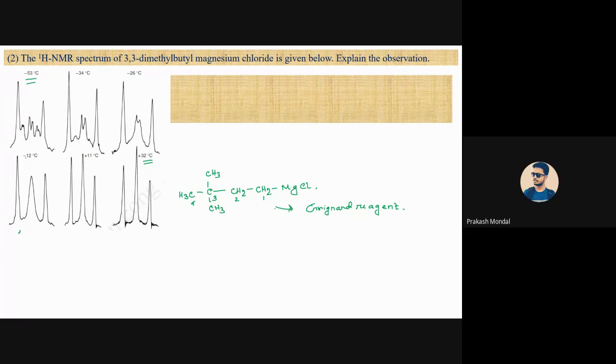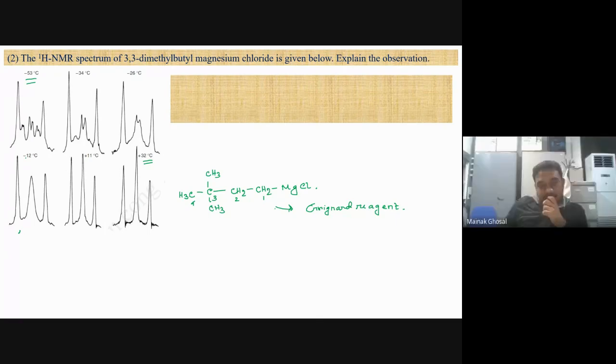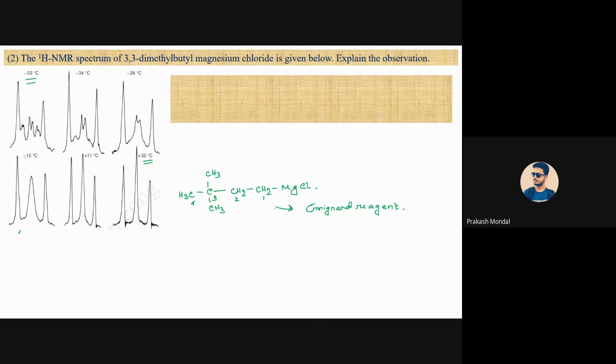Sir, at a higher temperature, the bond between carbon 2 and carbon 3 is rotatable, that is, it is rotating. So the three methyl groups are in an equivalent environment. So the methyl groups on carbon 3 give one signal, and the protons on carbons 1 and 2 give two different signals. So 3 signals will be there at high temperature. At low temperature, due to CC bond rotation, the 2-3 bond rotation.